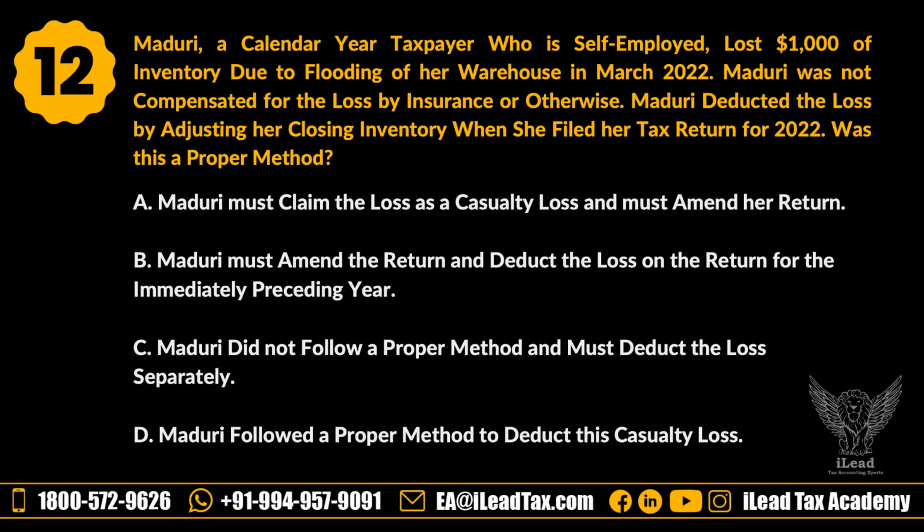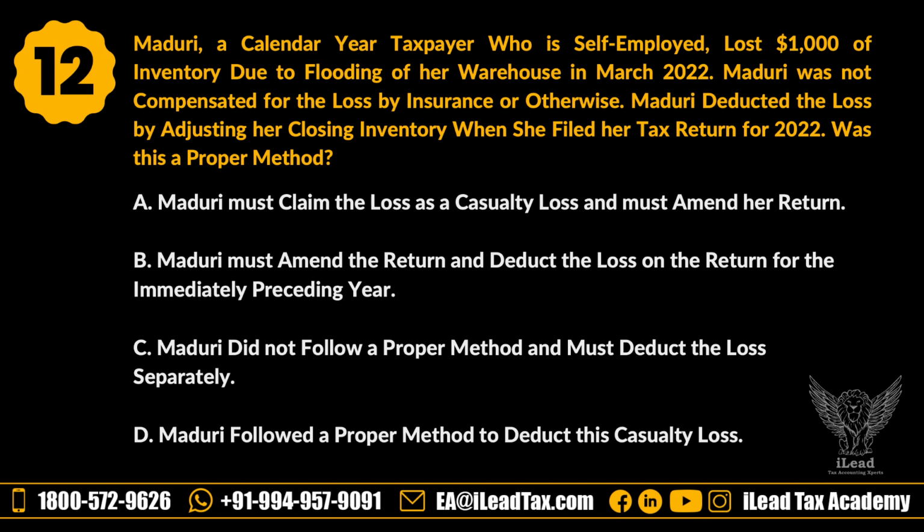So here option A, Madhuri must claim the loss as a casualty loss and must amend her return. This option is incorrect because Madhuri is not required to claim the loss as a casualty loss. Adjusting the closing inventory to account for the lost inventory is a legitimate way to reflect the decrease in inventory value. So option A is wrong. Option B is also incorrect because Madhuri's method of adjusting the closing inventory on her current year's tax return is appropriate. There is no requirement to amend the previous year return in this case. So option B is wrong.